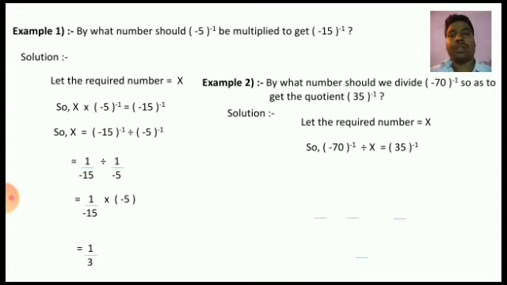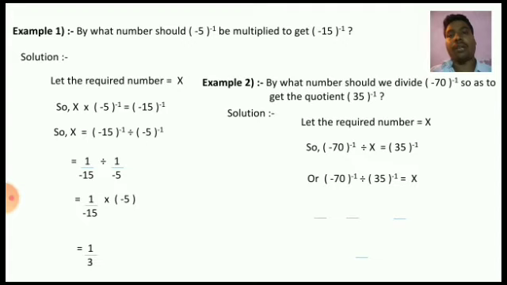We get this step because we consider the required number to be x. What number should we divide (-70) raised to minus 1 by to get the quotient (35) raised to minus 1? We have to find this required number. We also write this step as (-70) raised to minus 1 divided by (35) raised to minus 1 is equal to x. We only move the x to the right side of the equal sign, and we move (35) raised to minus 1 to the left of the equal sign. So we get this step.